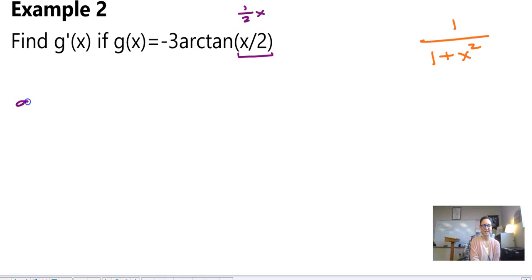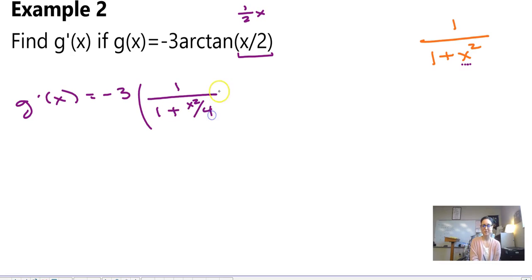All right, so let's come over here. Let's find g prime of x. Again, that negative 3 is going to come with me. Okay, then I'm going to come back to this orange piece here, but again, I'm replacing x with what? With x over 2. So when I square that, it'll be x squared over 4, right? Okay, so I have 1 over 1 plus, replacing that x with x over 2 gives me x squared over 4. Then times the derivative of the inside, which we said was 1/2.